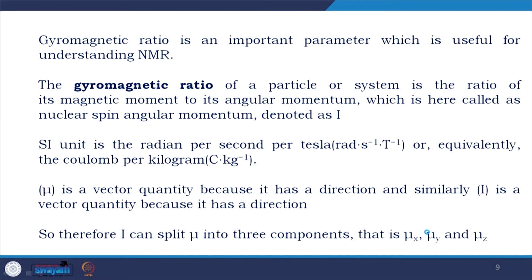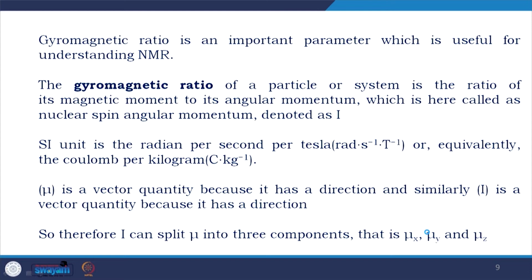The gyromagnetic ratio is an important parameter which is useful for understanding NMR. The gyromagnetic ratio of a particle or system is the ratio of its magnetic moment to its angular momentum, which is here called the nuclear spin angular momentum and denoted as I. So, gamma is the ratio of its magnetic moment to angular momentum. The SI unit is the radian per second per Tesla, or equivalently the coulomb per kilogram.